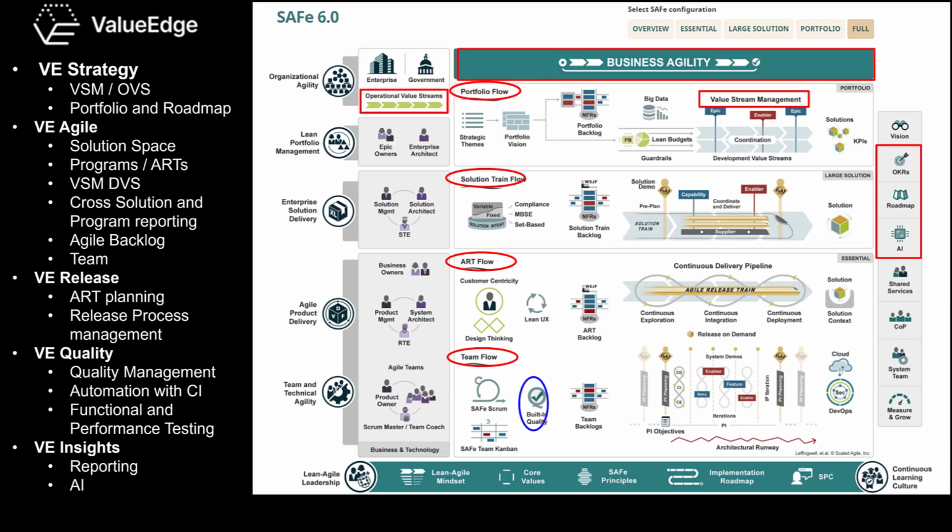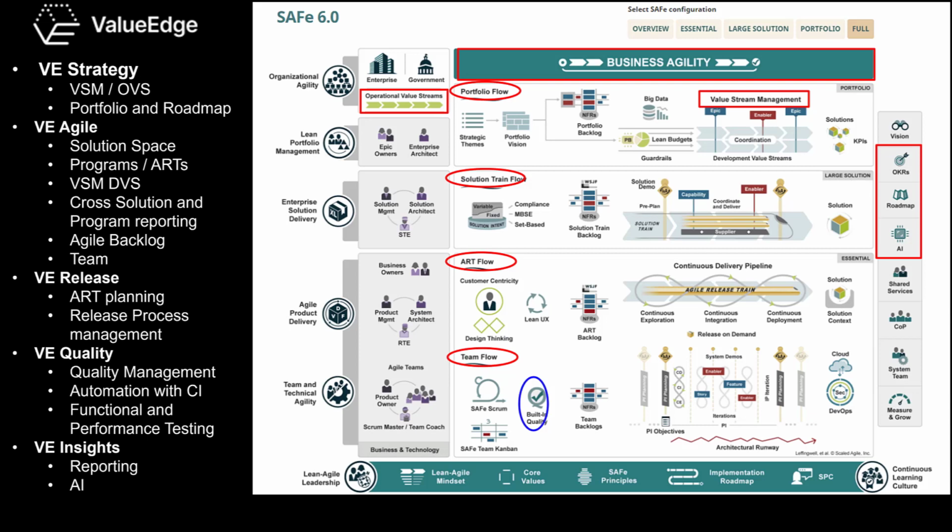So we highlighted here in red the full view of value stream. SAFe calls it the business agility aspect. The emphasis on operational value streams, on portfolio flows, the value stream management, here as the main way to manage the portfolio of epics and enablers.